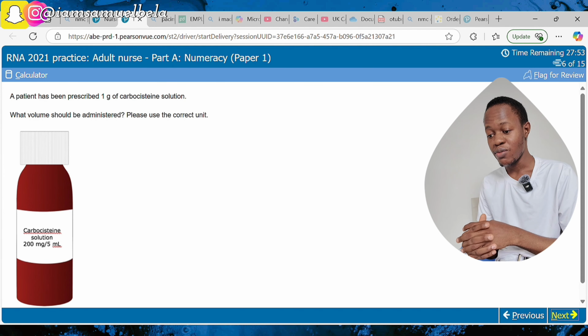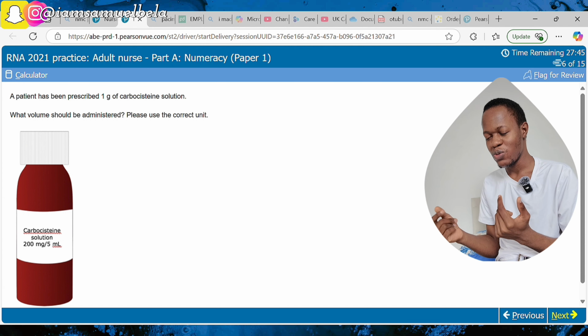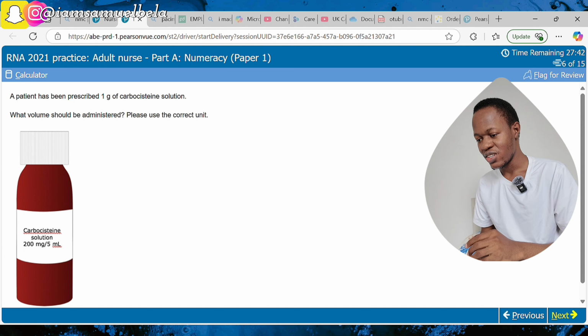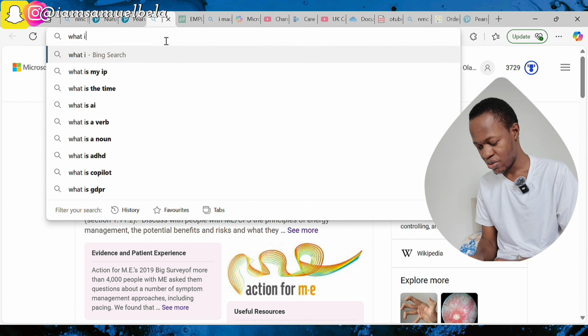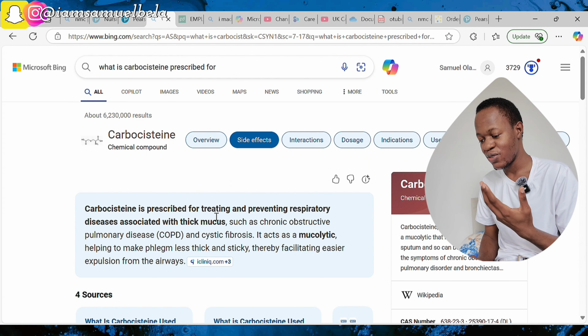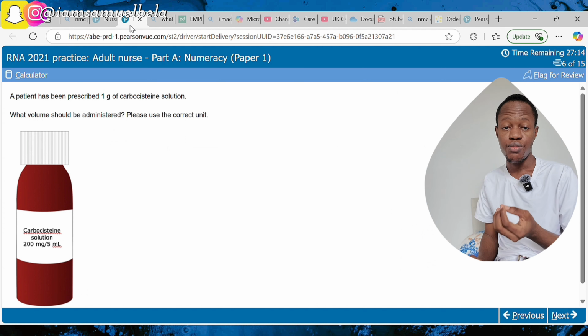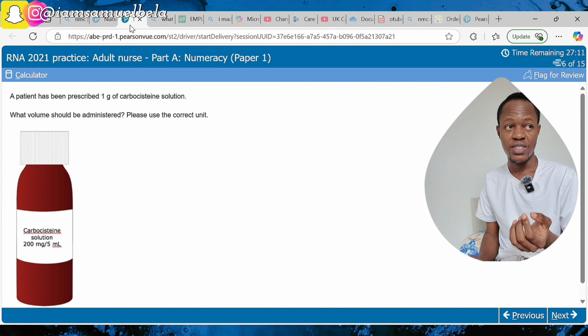A patient has been prescribed 1 gram of carbocysteine solution. I can't really remember what carbocysteine is for, so let me just search quickly. What is carbocysteine prescribed for? Yes, it is prescribed for treating and preventing respiratory diseases associated with thick mucus. People with pulmonary diseases such as COPD, or people that generally produce thick mucus, are prescribed carbocysteine and it helps them get better.